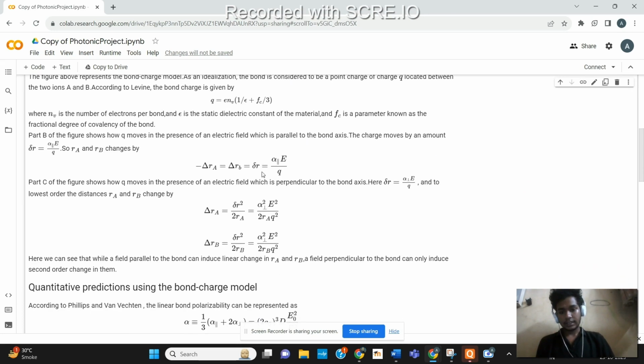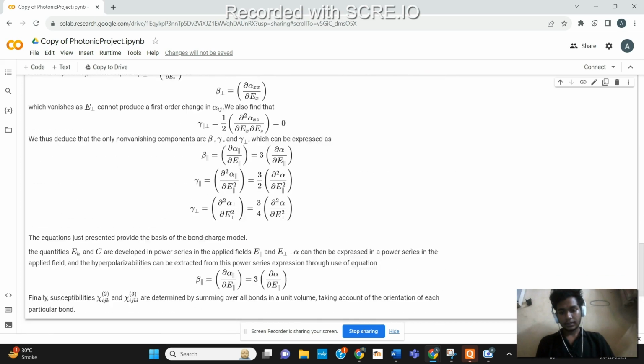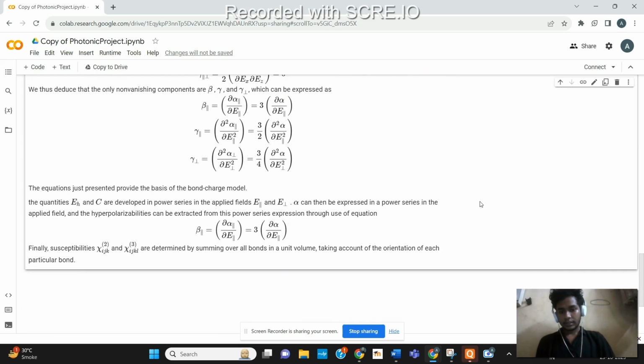These three equations, and the hyperpolarizabilities can be extracted from the power series through the use of this equation. Finally, susceptibilities are determined by summing over all bonds in a unit volume, taking account of the orientation of each particular bond.